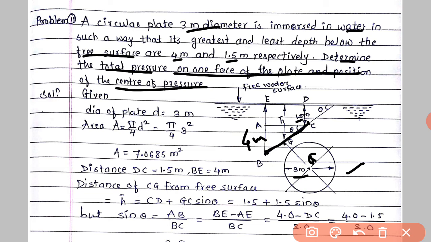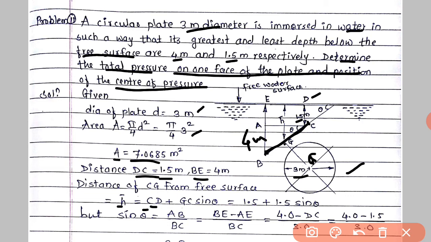Write down given quantities. What is given? Diameter of plate is 3 meter, area pi by 4 d square. So value comes as A is equal to 7.0685 meter square. From geometry, distance DC will be 1.5 meter. It is least depth, and B will be greatest depth, which is 4 meter. So now we have to calculate h bar, that is distance of center of gravity from free liquid surface.